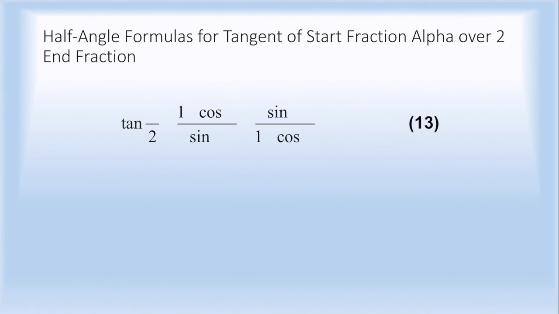Last thing I want to introduce, I believe this is the final slide, is that tangent of alpha over 2 can be expressed in another way. It can be expressed as 1 minus cosine of alpha over sine of alpha, or sine of alpha over 1 plus cosine of alpha. So there's two other ways that we can express the tangent of alpha over 2.